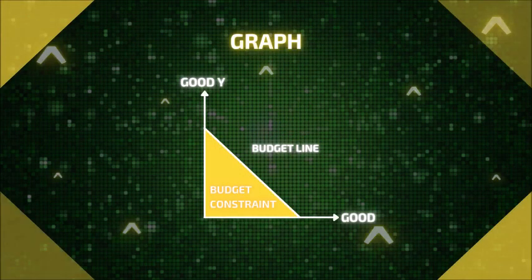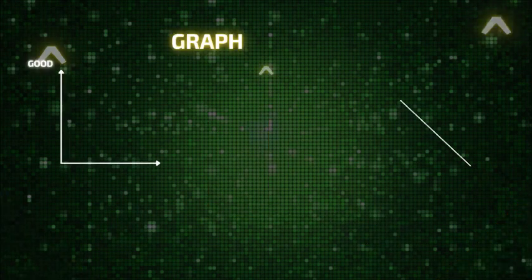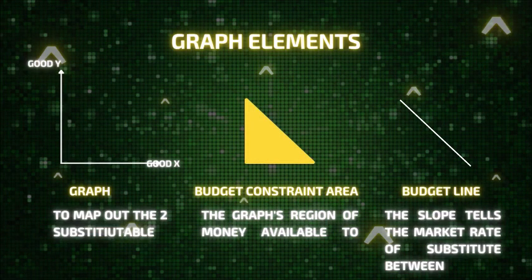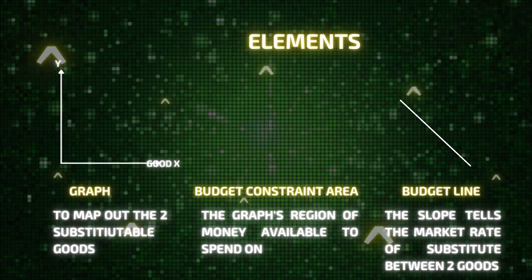The following is how the graph will look like and all the elements that are included. The x and y axis of the graph would be used to map out the two substitutable goods. Budget constraint is the graph's region of money available that could be spent. It is the triangle within the area after the budget line has been drawn on the graph. Budget line is the slope that tells the market rate of substitution between two goods.